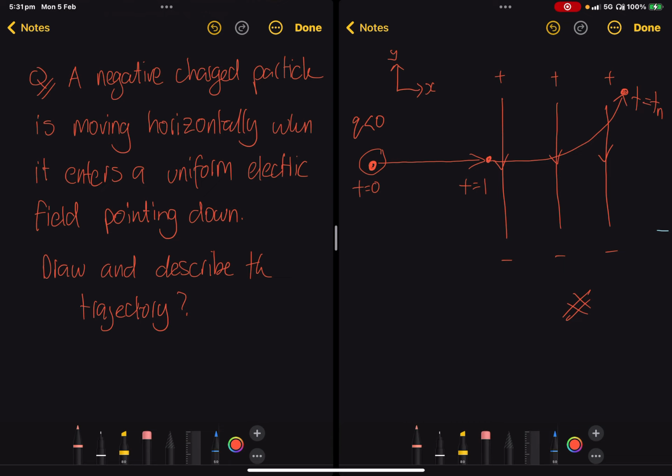The curvature will depend on the value of the charge, the value of the field, the horizontal acceleration, and so forth. But this is an approximate pictorial representation of the trajectory.